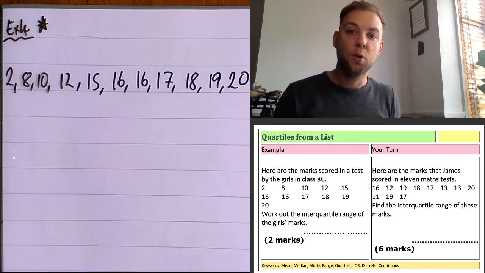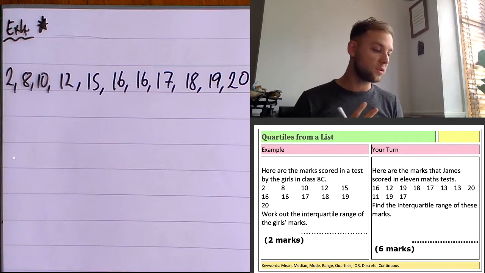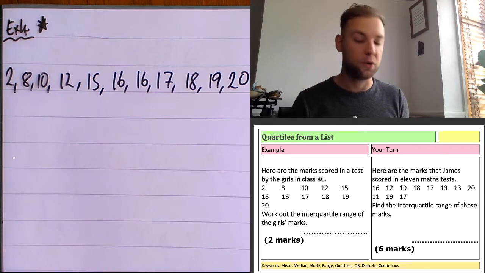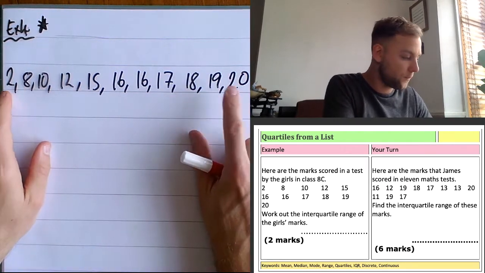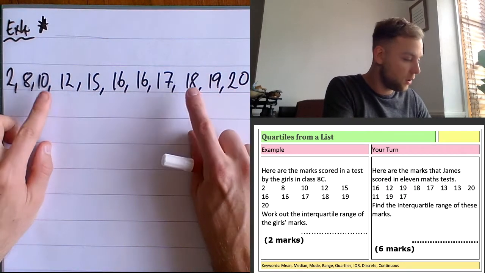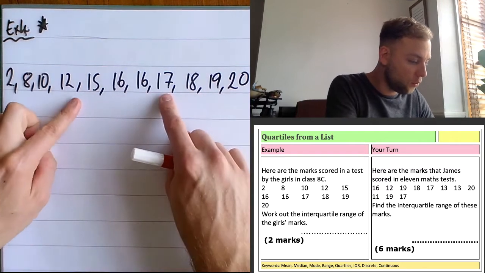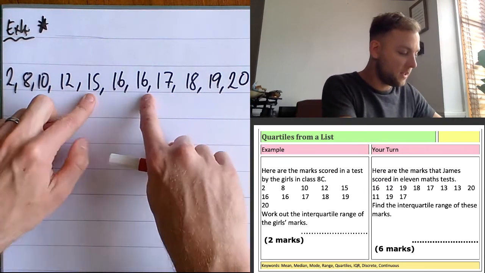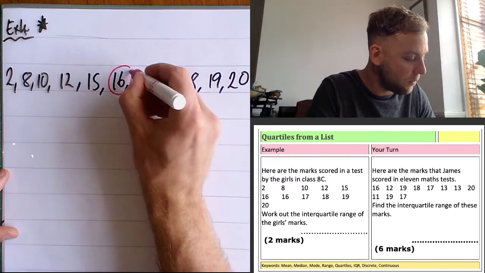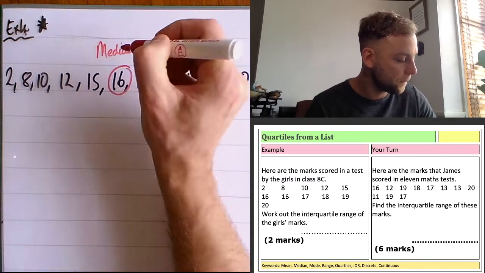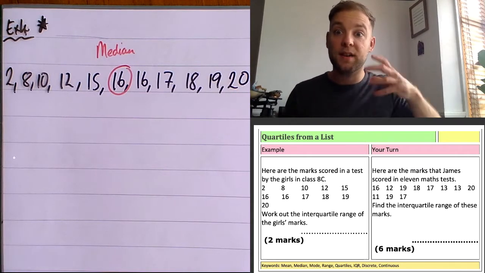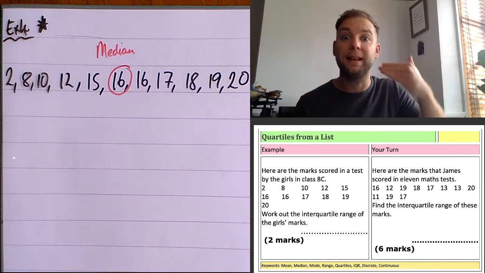Now remember, first thing we've got to do is find the median of this. And we do that by working from outside in. So we go 1, 2, 3, 4, 5, and then we've got this one here, which is actually our middle number. So this one here is our median.